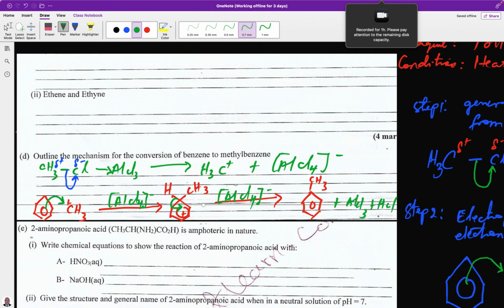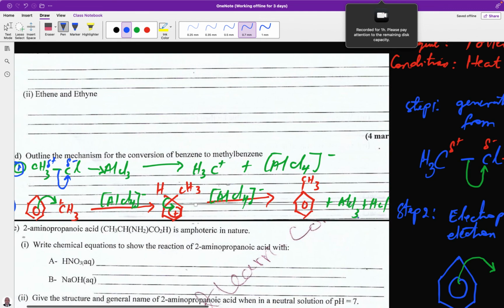That's all. Generation of the catalyst, that is step number 1. Then step number 2, electrophilic attack. Generation of the electrophile is step number 1, and step number 2 is electrophilic attack. The electrophile is now attracted to the ring, distortion of the ring. Hydrogen is expelled and this is formed. So if you can write these steps, you'll be okay.